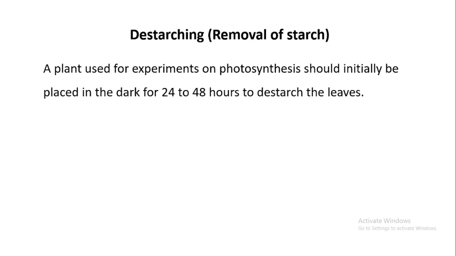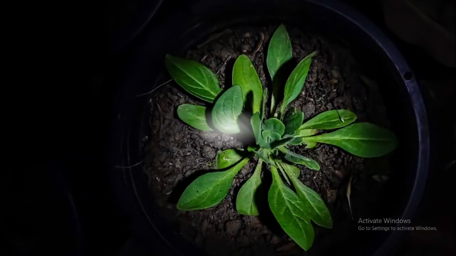A plant used for experiments on photosynthesis should initially be placed in the dark for 24 to 48 hours to de-starch the leaves. Okay, so what is the first step? You should keep your plant in the dark for 24 to 48 hours so that all the food that is stored in it in the form of starch is used. Then this will be a de-starched plant, and then we can use it for any experiments on photosynthesis.